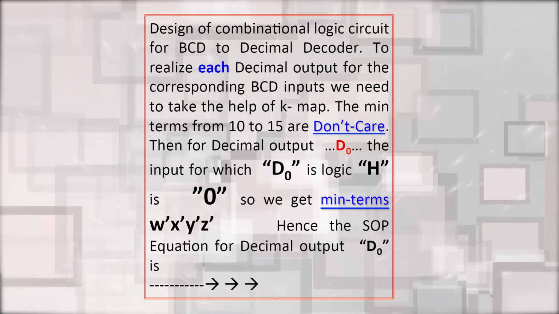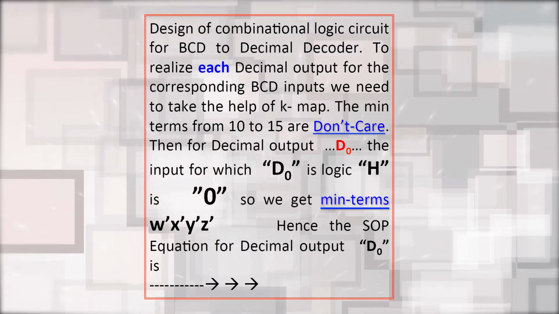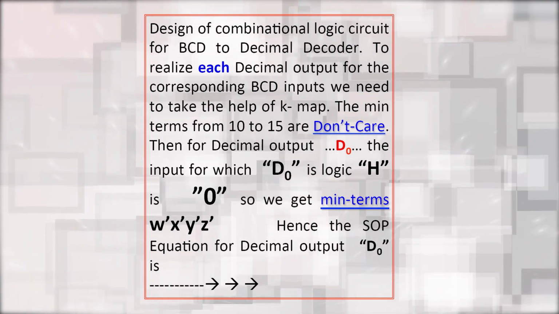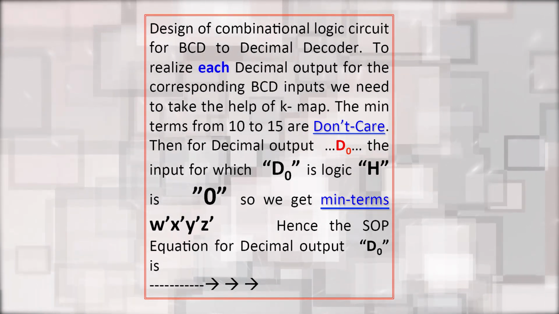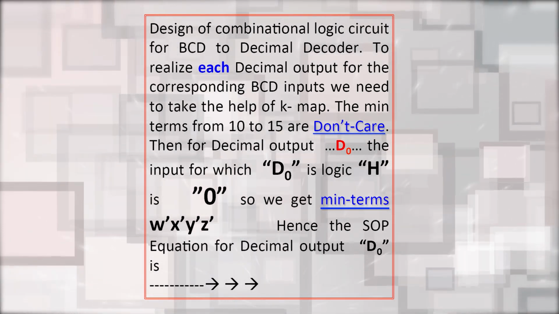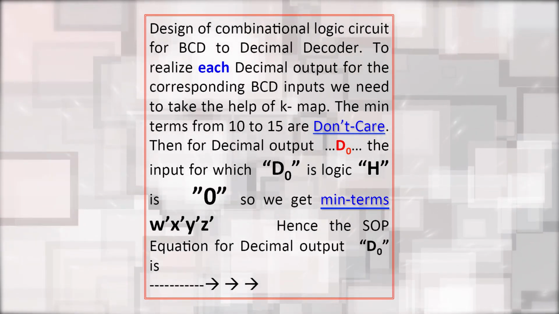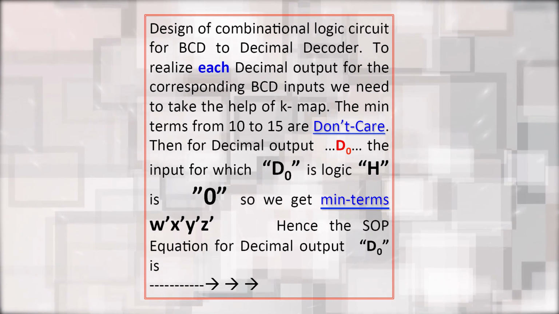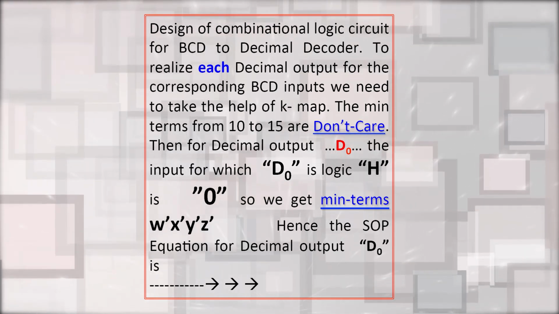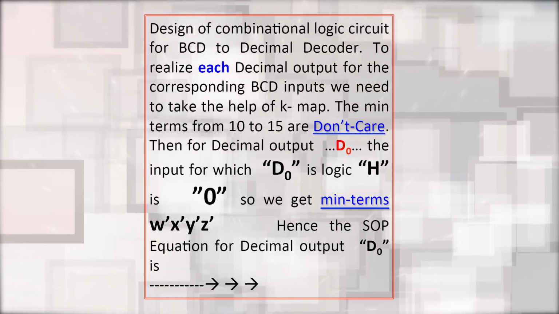Now, for the design of the combinational logic circuit for the BCD to decimal decoder, to realize each decimal output for the corresponding BCD input, we need the help of a K map. The minterms from 10 to 15 are don't care. For decimal output D0, the input for which D0 is logic high is 0. So, we get the minterm W bar, X bar, Y bar, Z bar.